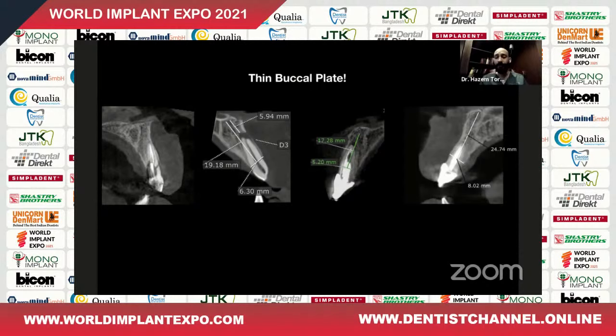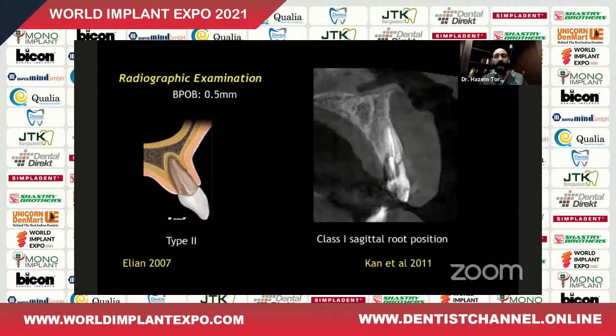So we have classifications like the Kan classification. Joseph Kan made a great classification that made it easier for us to predict whether we can go for immediate implant placement or not, based on the root position or the tooth position in an alveolar ridge. And we have a class 1 sagittal position, where we have good palatal bone and good apical bone that enables us to place an implant and gain good primary stability.